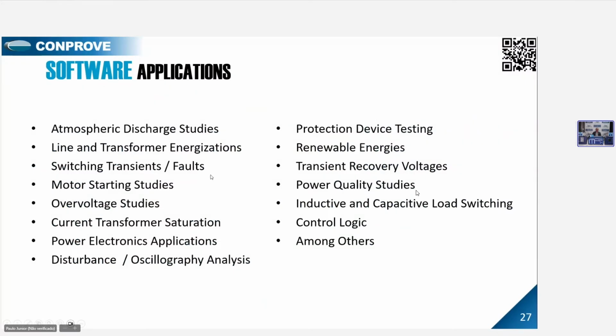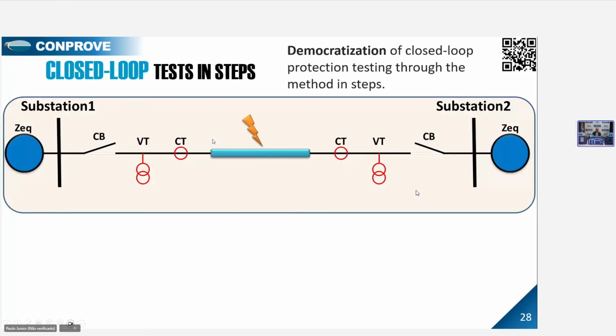Here, some applications of the software. We can do atmospheric discharge studies, switching transients with faults, transformer energizations, overload studies, CT saturations, power electronics, protection testing. We can do tests with IBRs, power quality studies, and a lot of conditions.